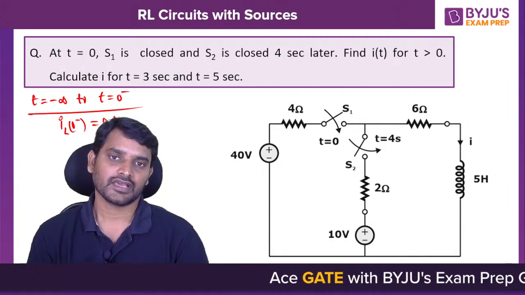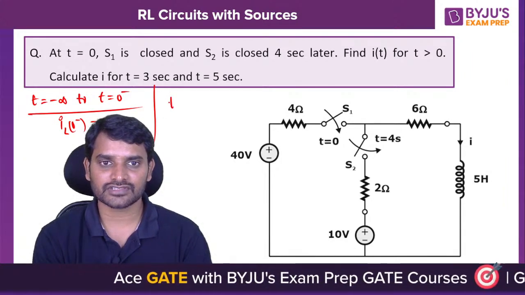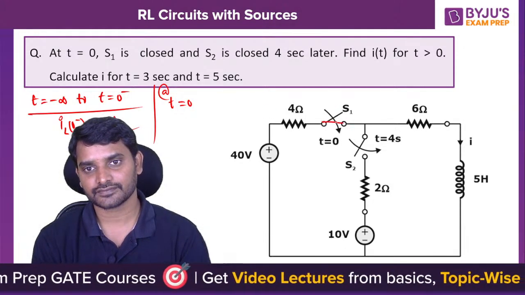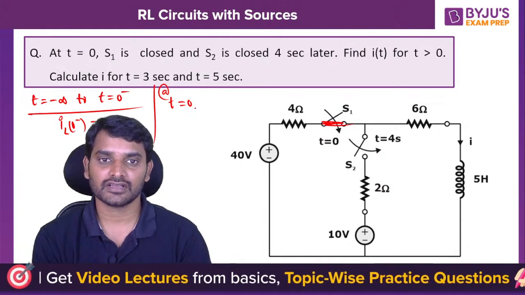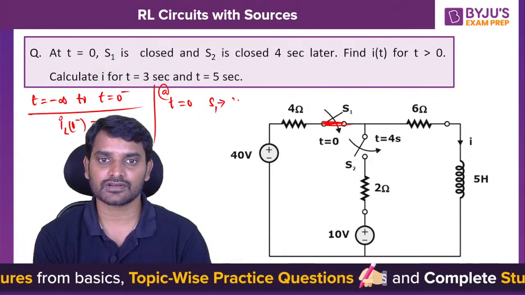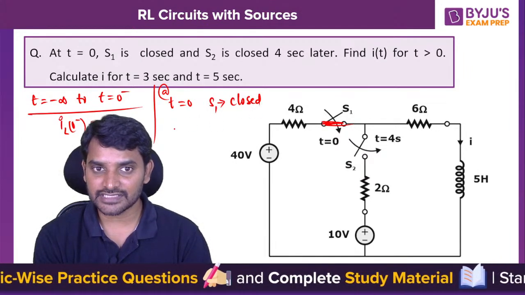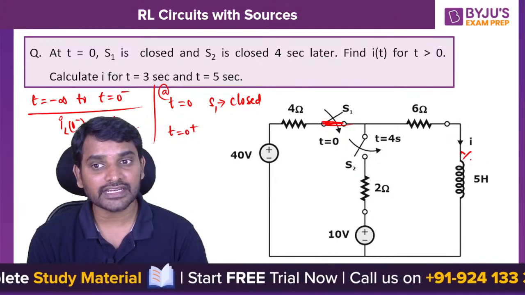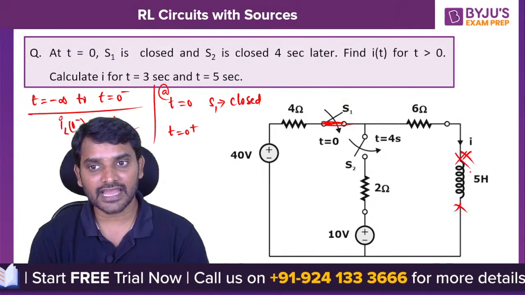Now if I close the switch at t equals 0 plus instant, I am closing the switch. Switch S1 is closed. Now just after closing, at t equals 0 plus instant, how will the inductor act? The inductor will act like an open circuit.